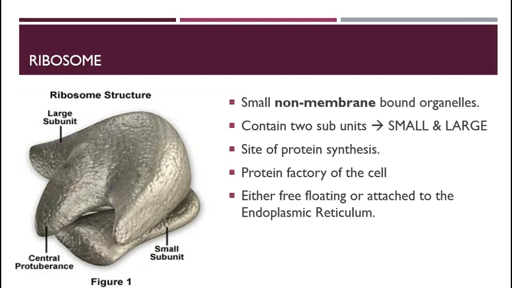The next organelle is the ribosome. It is a small non-membrane-bound organelle. It contains two subunits, the small subunit and the large one. This organelle is involved in protein synthesis. It becomes a protein factory of the cell. You can find ribosomes attached to the endoplasmic reticulum and sometimes free floating.